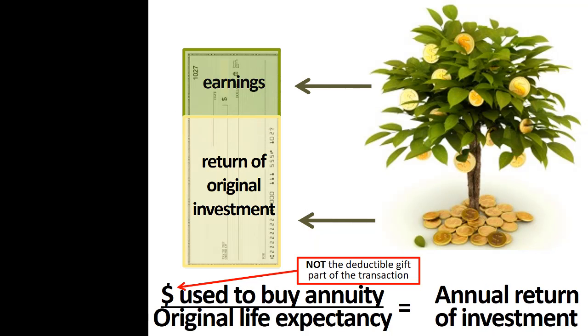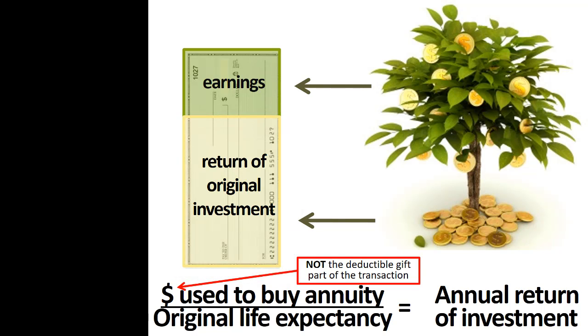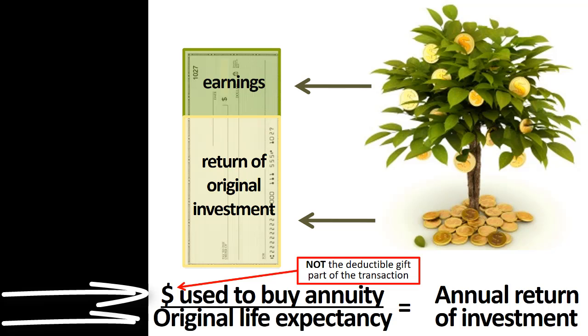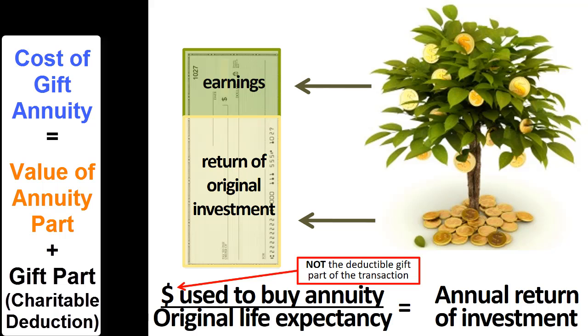The formula for determining the amount of each annuity check that qualifies as tax-free return of investment divides the part of the transaction used to purchase the annuity by the annuitant's original life expectancy. Note that the part of the transaction used to purchase the annuity is not the entire cost of the charitable gift annuity. Part of the charitable gift annuity is a charitable gift. That is the part which generates the charitable income tax deduction.